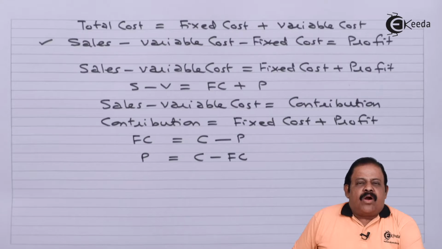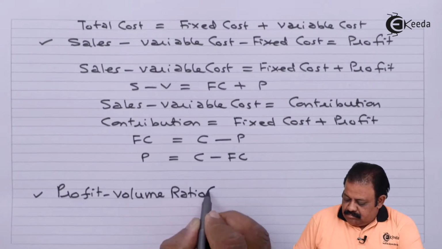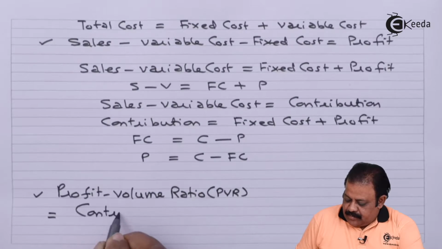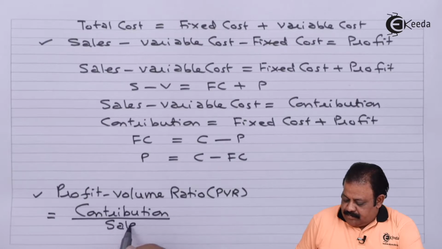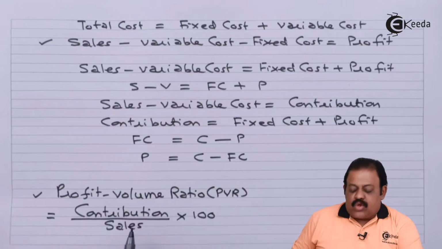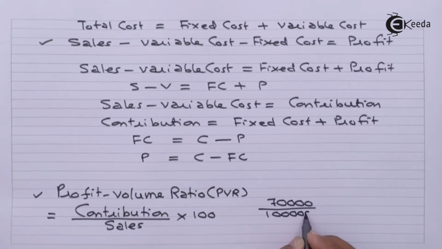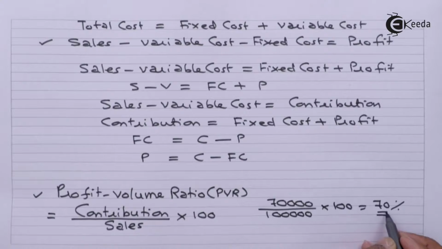After contribution, an important concept in marginal costing is a ratio called profit volume ratio. What is profit volume ratio? Contribution upon sales multiplied by 100. It shows the ratio of contribution to sales. For example, contribution is 70,000, sales is 1 lakh, multiplied by 100 we get 70%. What it says is that if sale is rupees 100, our contribution is 70 rupees.